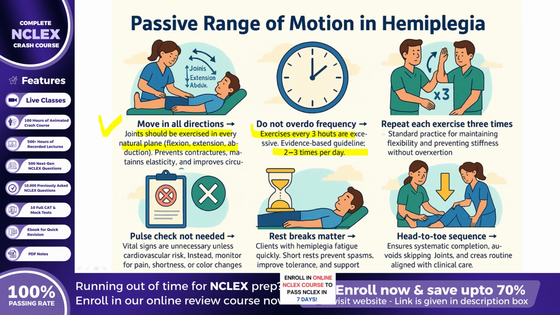Considering Option 4, take the client's pulse before beginning the exercises. This is incorrect because checking vital signs is not necessary unless there is a cardiovascular concern. Instead, caregivers should watch for signs of intolerance such as pain, shortness of breath, or color changes.